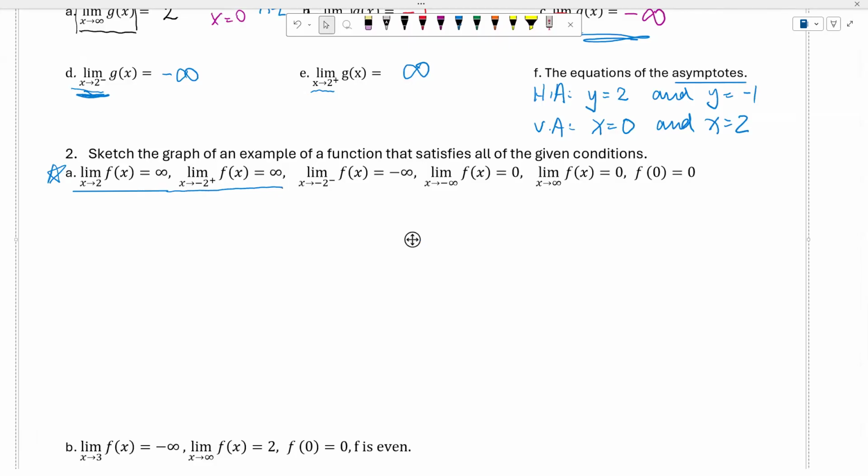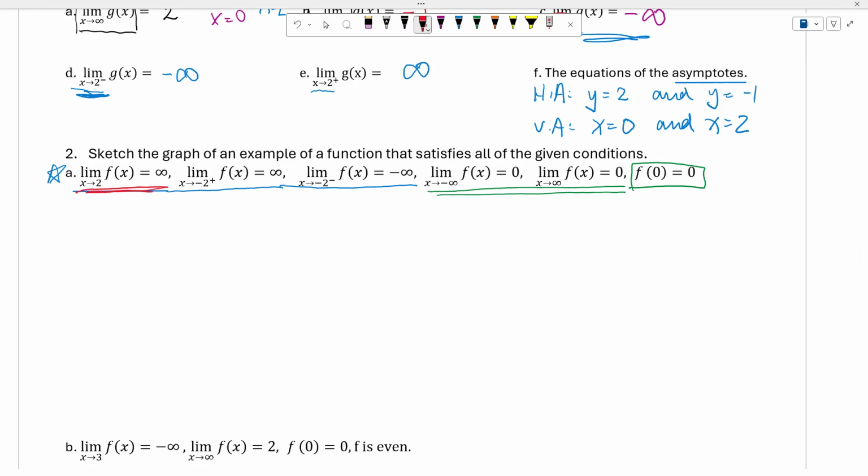So the first three limits talk about the vertical asymptotes, and these two talk about the horizontal asymptotes, and this one talks about a point. Okay, so let's see. The first one, we have the limit as x approaches 2 of f of x equal to infinity. So that means I will have a vertical asymptote at x equal to 2.